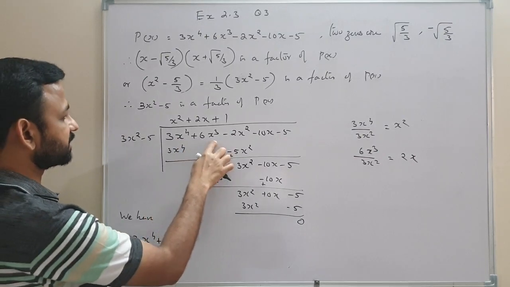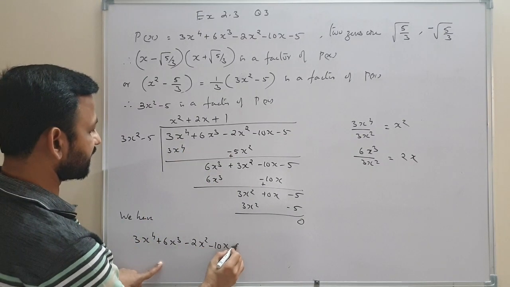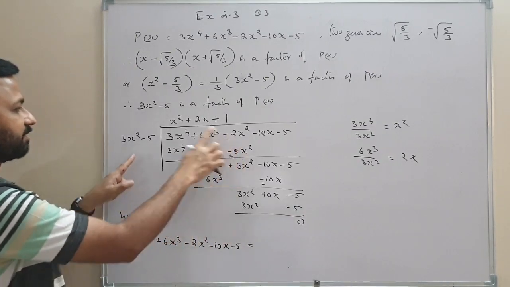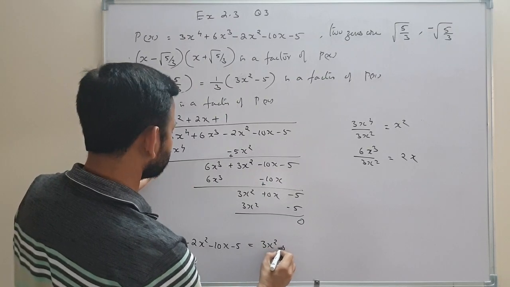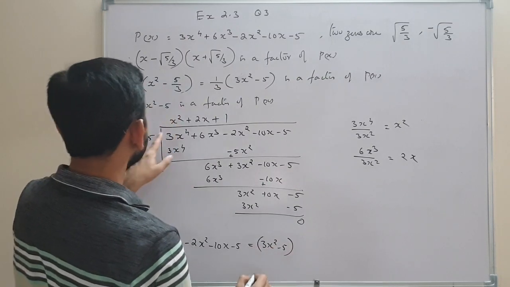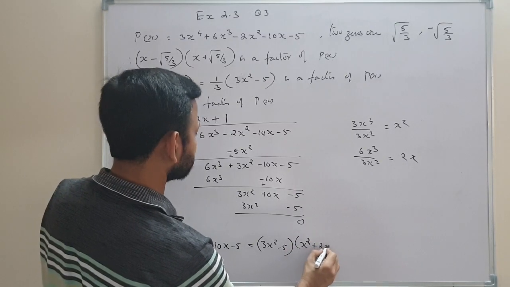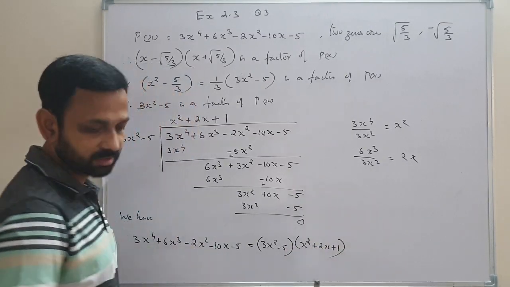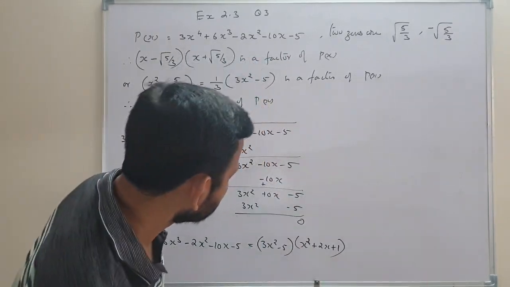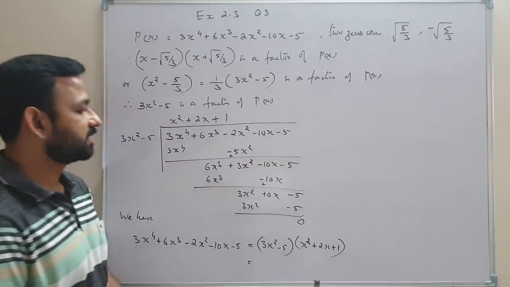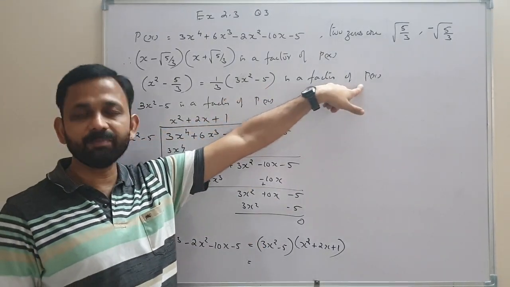3x⁴ + 6x³ − 2x² − 10x − 5 is the dividend, equal to divisor into quotient. The divisor 3x² − 5 into the quotient, that is x² + 2x + 1. So here, 3x² − 5 is a factor of p(x).